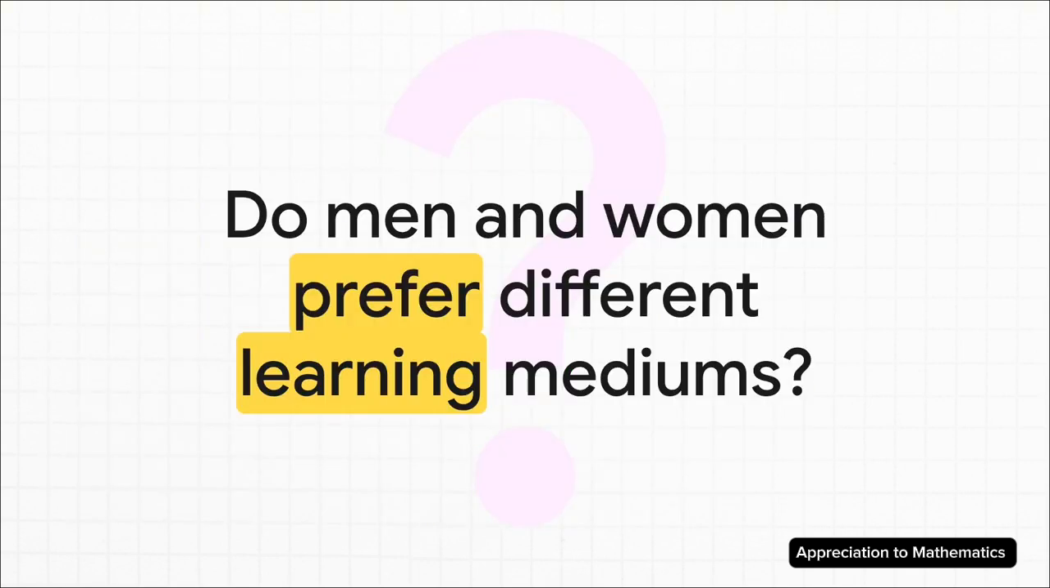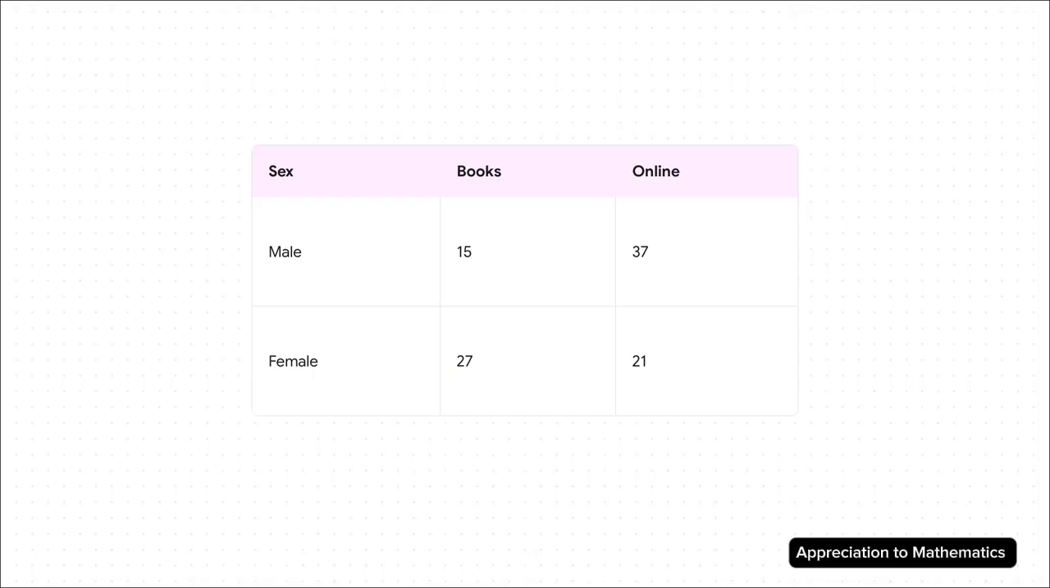Let's make this crystal clear with a great example. Imagine some researchers want to know if male and female students have different preferences for how they learn. Do they prefer books or learning online? Notice our variables here aren't numbers at all. They're just categories. You're either male or female, and you prefer either books or online. So here's what they found. Just a simple count of how many students fell into each of those 4 boxes.